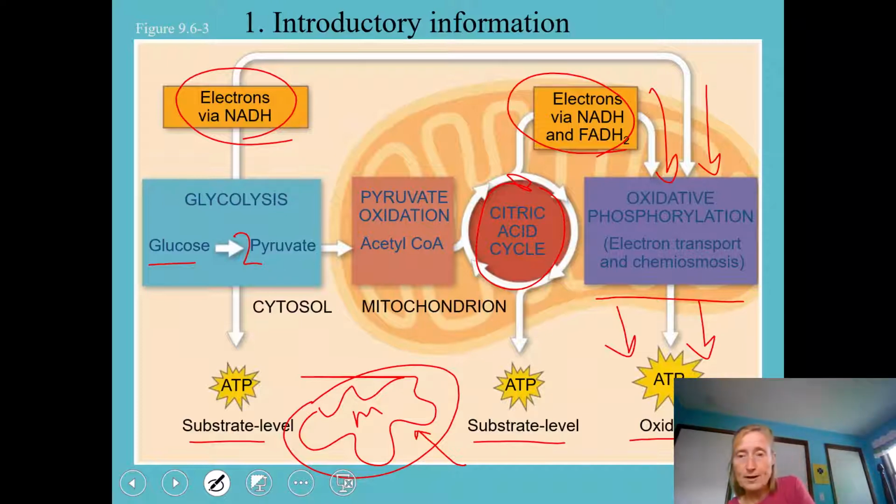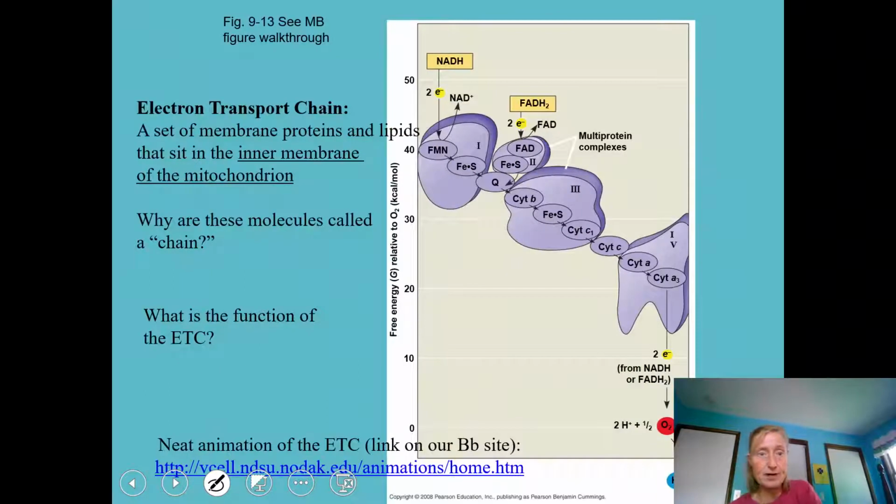Okay, the matrix is in the middle of the mitochondrion. So we're thinking about the inner membrane, this highly folded, convoluted membrane inside the mitochondrion. And what we see in that inner membrane are a series of molecules that we're going to call the electron transport chain. This is a weird picture. We'll see another picture in a second, but the electron transport chain is a set of membrane molecules, mostly proteins and some lipids, that sit in the inner membrane of the mitochondrion.